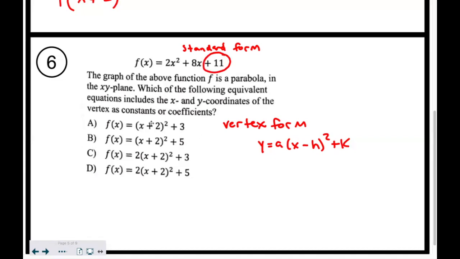So if you look at A, I'm going to actually write it down here. The long way of doing this would be to actually square this out.